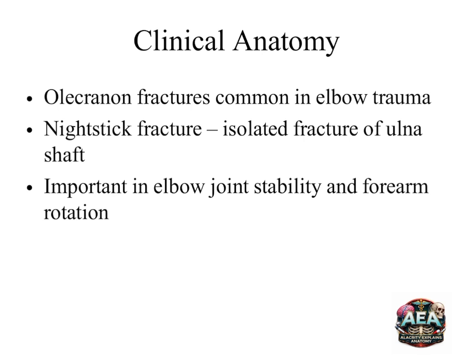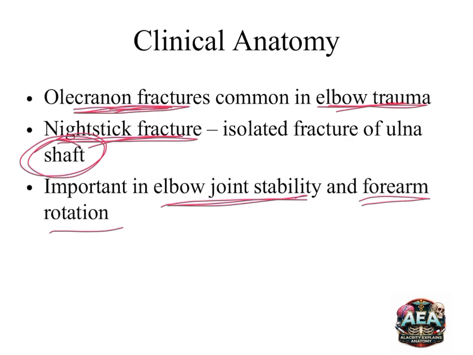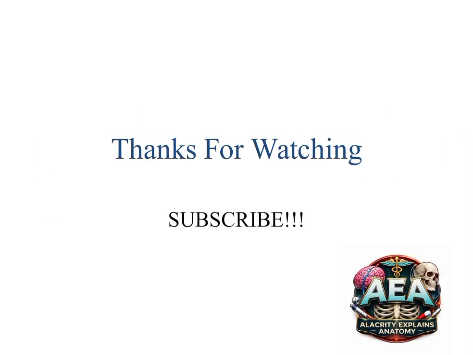Look at the clinical anatomy of the ulnar bone. We have olecranon fracture. Whenever one falls on their elbow, whenever there's an elbow trauma, there could be a fracture of the olecranon. We also have nightstick fracture, which is an isolated fracture of the shaft of the ulna. The ulna plays an important role in the stability of the elbow joint as well as the rotation of the forearm. So that will be all for the osteology of the ulna.